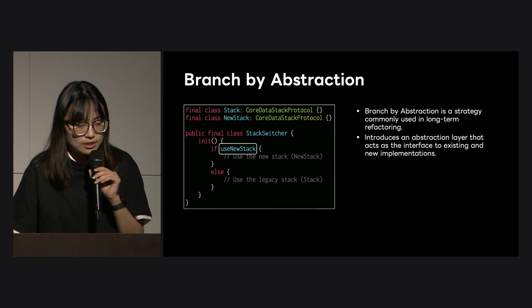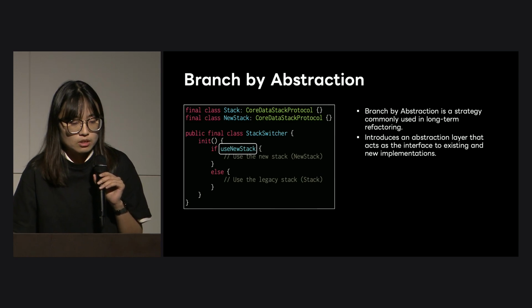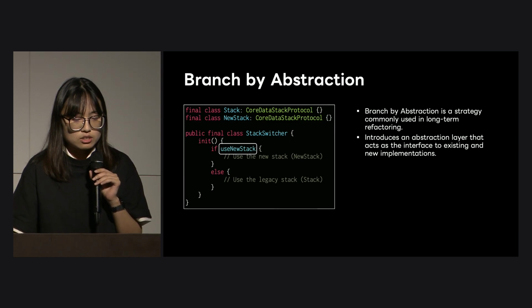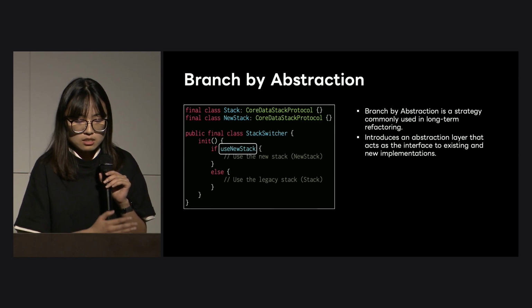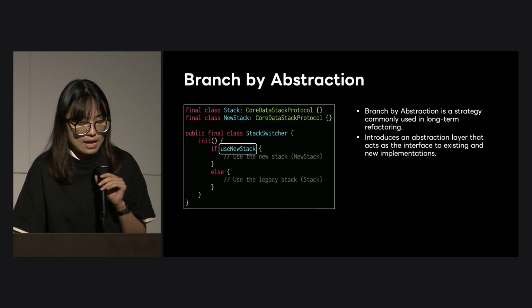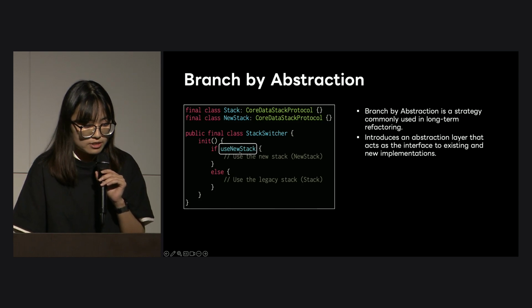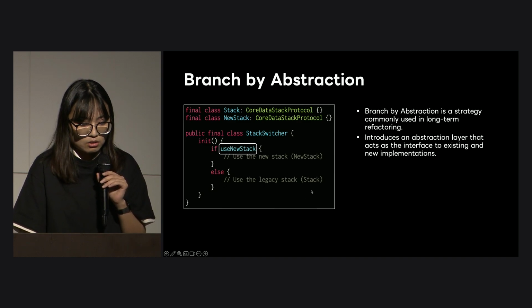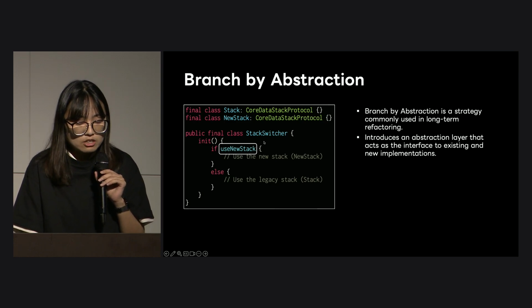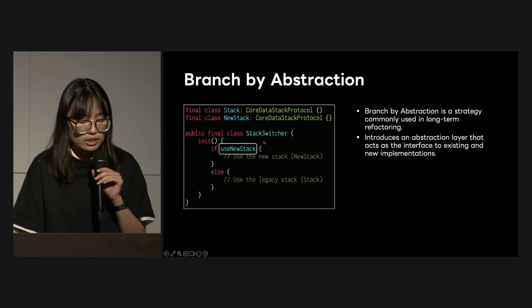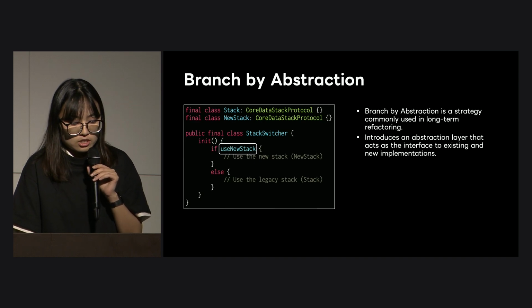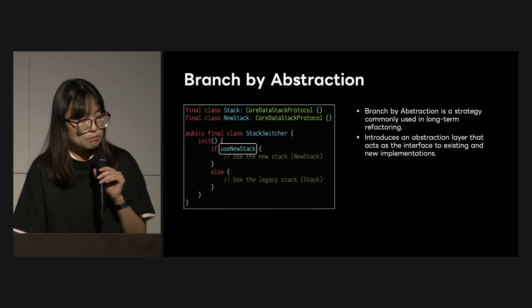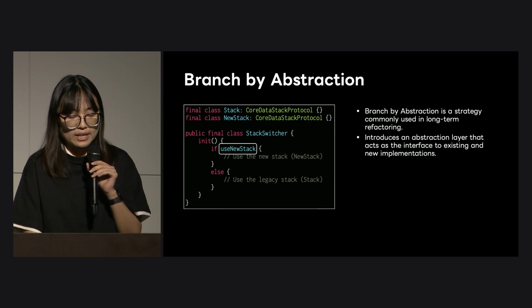So, we adopted a different strategy called branch by abstraction. It's a useful technique for tackling long-term refactoring. In our case, we introduced a new class. Let's just call it stack switcher here, as an abstraction layer. It serves as a single entry point, deciding whether to use the legacy stack or the new stack. Both implementations conform to a shared protocol called Data Stack Protocol. This approach allows us to seamlessly switch implementations during development with minimal disruption to the existing code base.